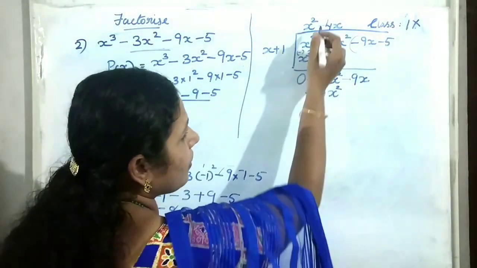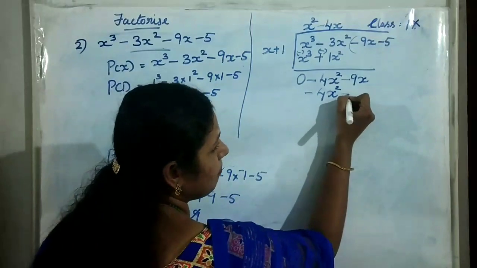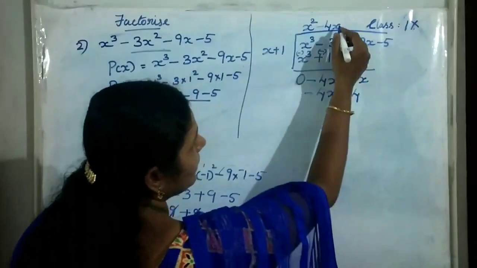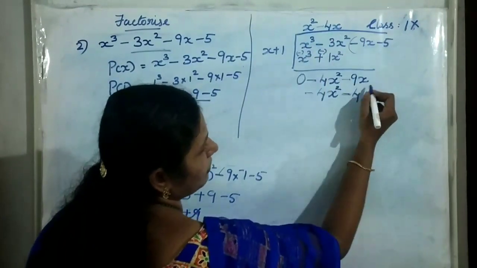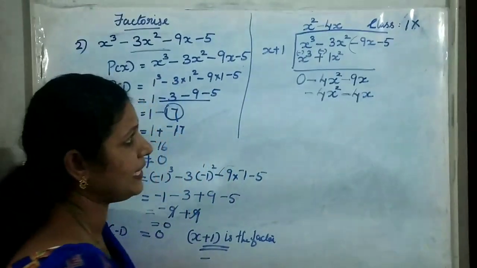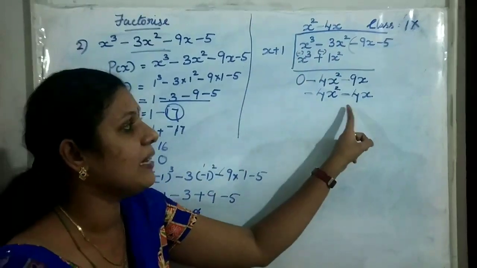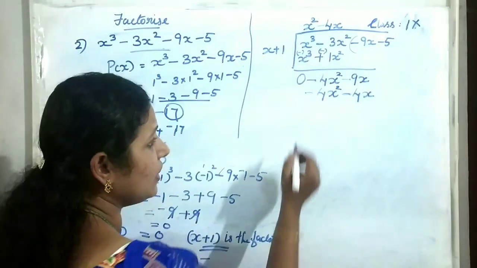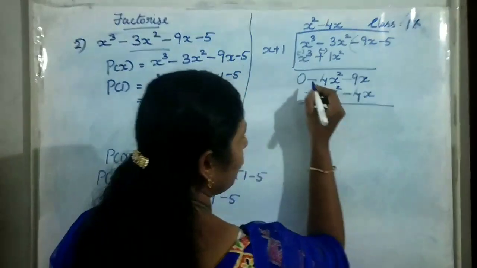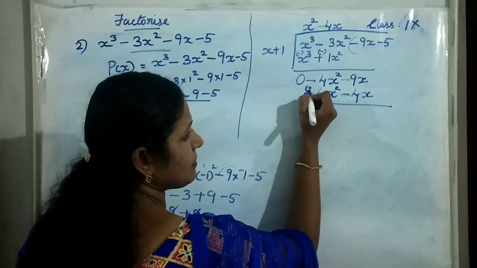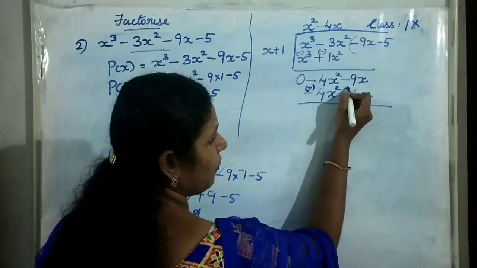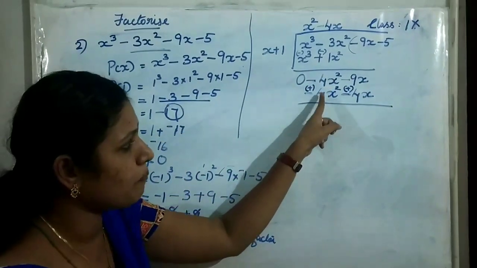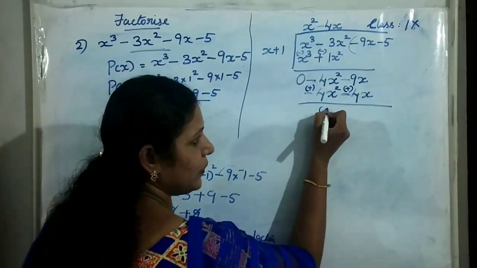Okay. Now minus into minus plus is minus, 4 into 1 is 4, and here x also. Minus 4x into 1 is minus 4x. The next step is subtraction. So we find the additive inverse. This minus is plus and here also the minus is plus. Minus 4x square plus 4x square is 0. Okay.